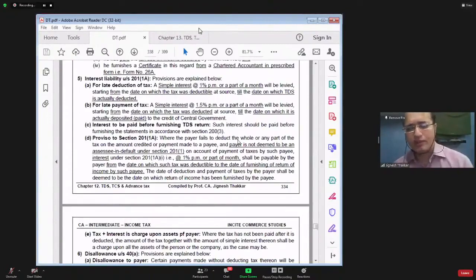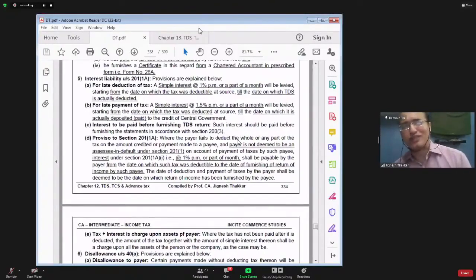Say Inside Commerce Studies has paid me 50,000 rupees in the month of May without deducting TDS. Now Inside Commerce Studies is paying me 40,000 rupees in the month of June. So while paying me 40,000 in June, they should deduct TDS of 4,000.